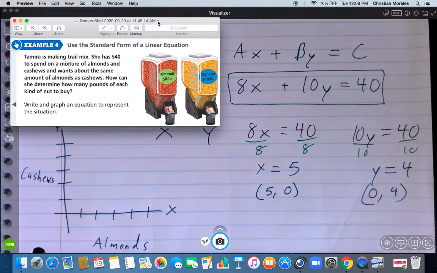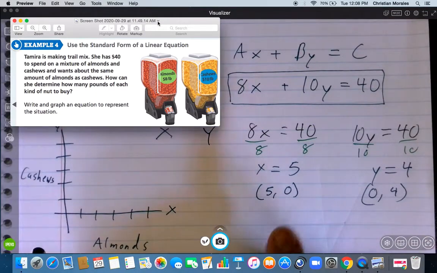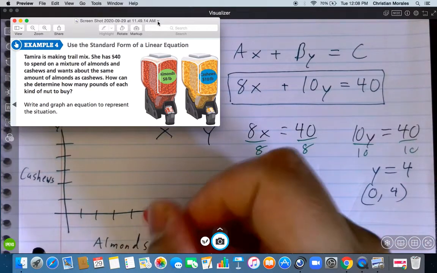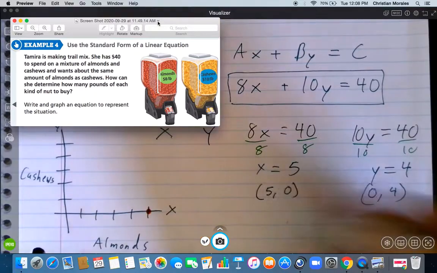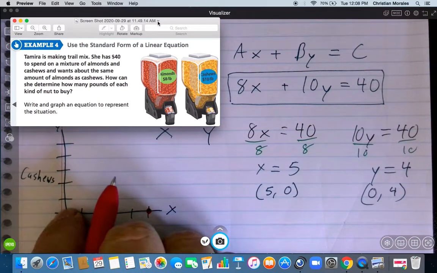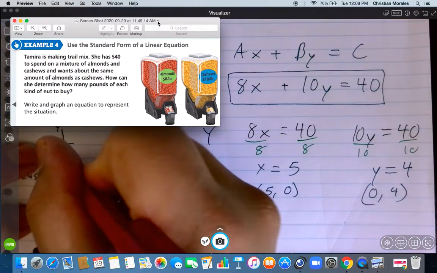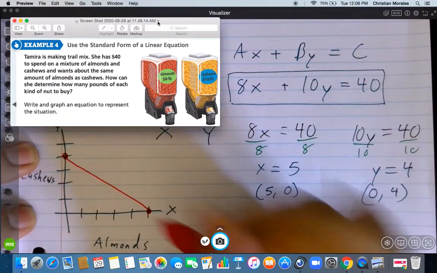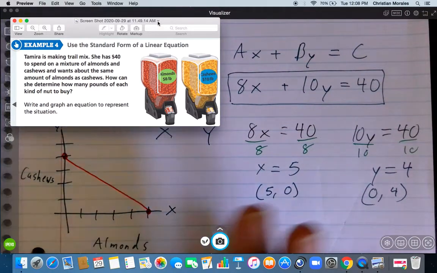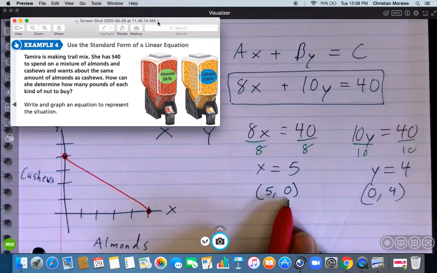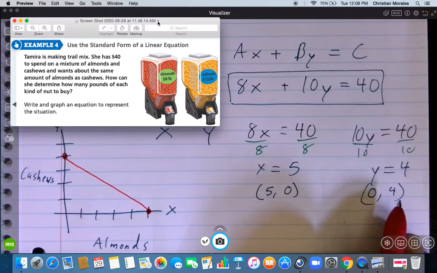Okay? So what do these points mean? Well, let's take this point, 5, 0. 5, 0 would be 1, 2, 3, 4, 5, right here. And let's take 0, 4. 1, 2, 3, 4. These are your options for what she can buy. What does that mean? Well, guys, if she buys 5 pounds of almonds, she can't buy any cashews. And if she buys 4 pounds of cashews, she can't buy any almonds.